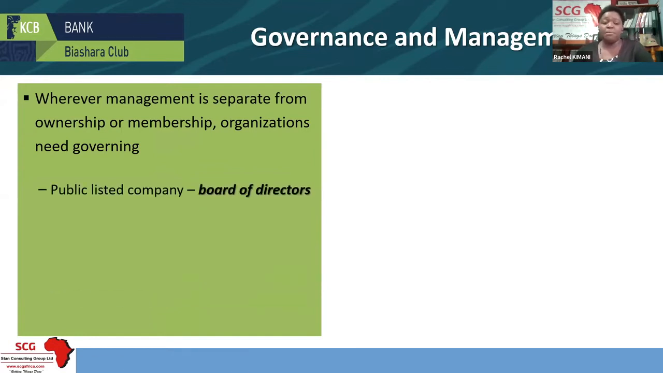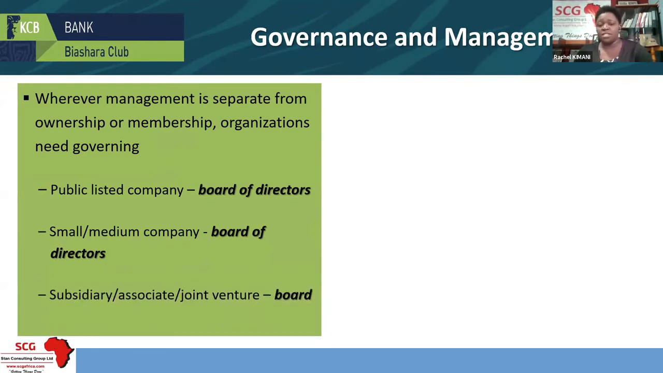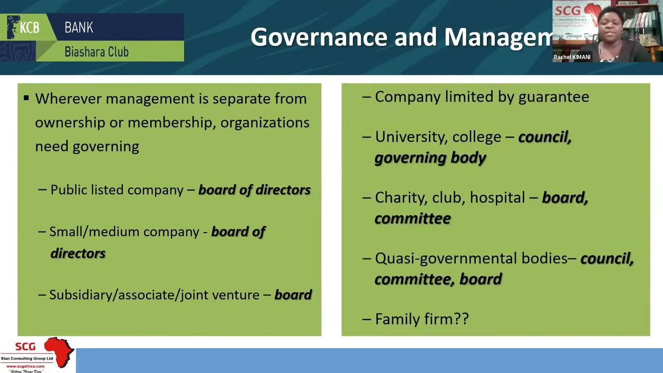For example, public listed companies are governed by the board of directors. Small and medium-sized companies also have boards of directors, and that's where Dr. Stanley was sharing with us that as our small organizations grow, we are required to embrace principles of good governance, bringing on board a board of directors to support the business and move it to the next level. Subsidiaries and joint ventures also usually have a board. Limited companies by guarantee, for example universities and colleges, have a council and a governing body. Charity clubs and hospitals have board committees.